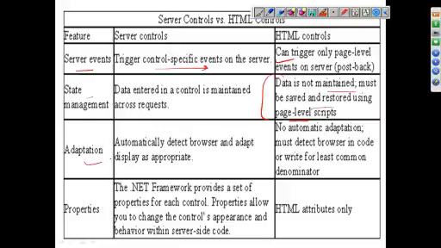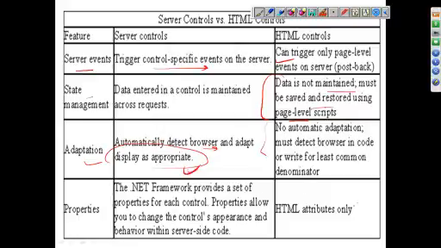Adaptation: when you are using server controls, it automatically detects the browser, even the browser version, and displays according to the browser you are using. While in the HTML controls, there is no automatic adaptation based on the browser. You can write script to detect the browser, and based on that, you can write the code for the browser. Basically, you will have to write the browser specific code there, while server controls will automatically display properly based on the browser you are using.